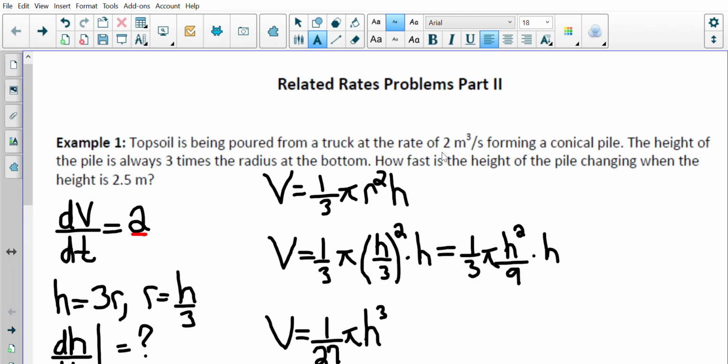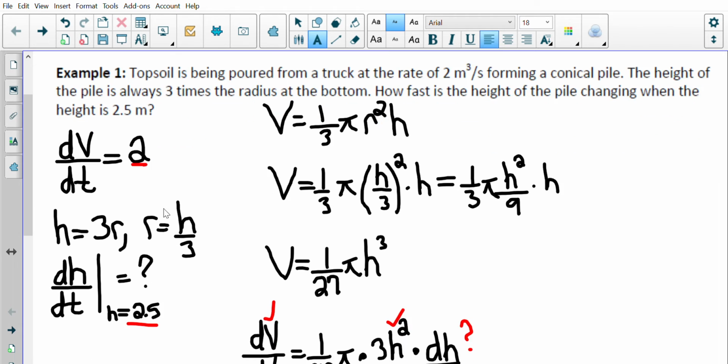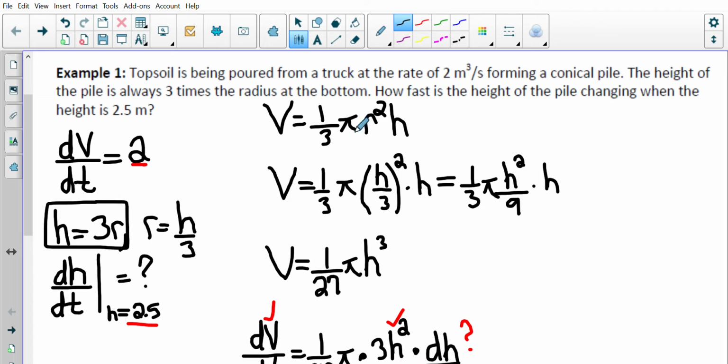Now, just a little side note on this one: say if the question asked at what rate is the radius changing? Well, in this case, when I substituted in and replaced r, I would go the other way and substitute in for h and replace h in the equation. So I would use this equation and plug it in for h. And then our whole formula would be in terms of r.